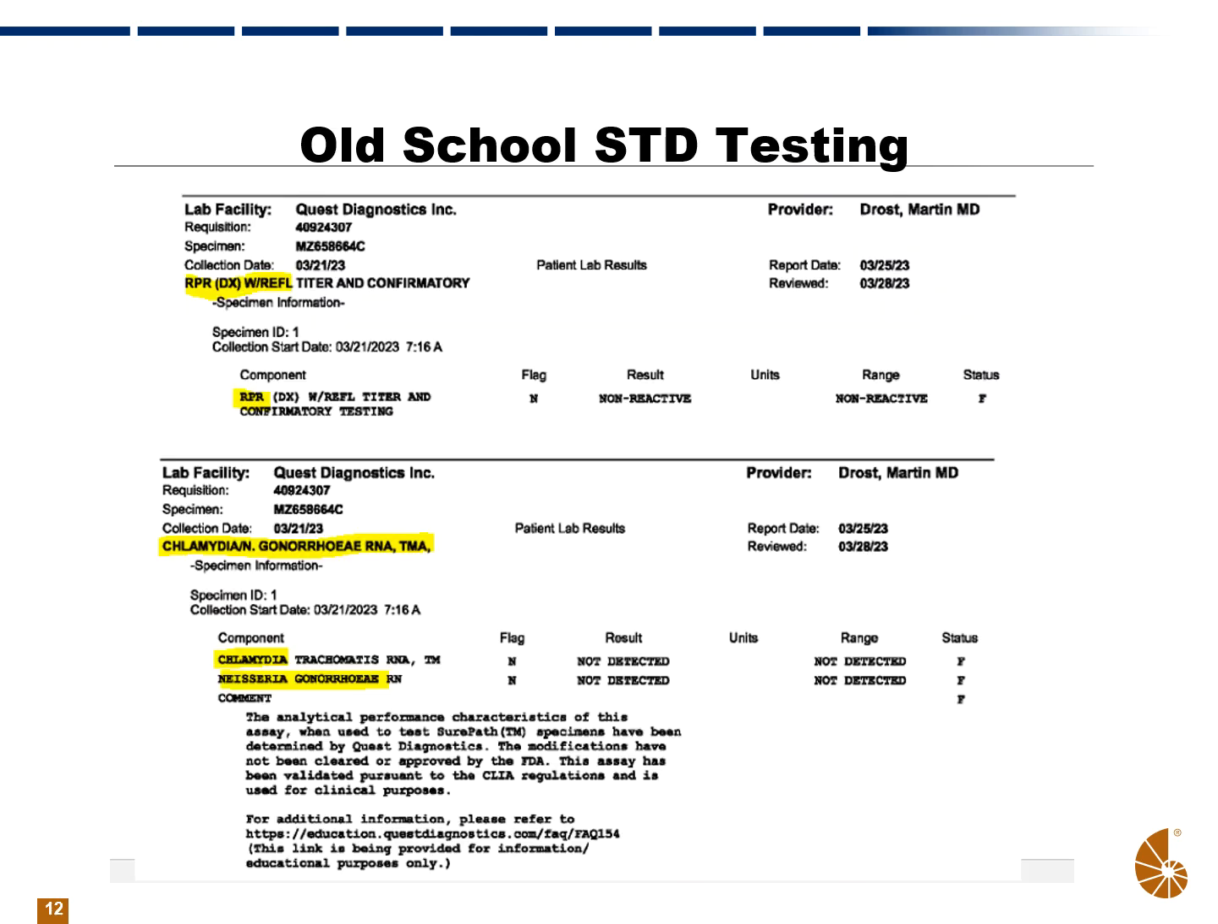And here's an example at the top of the old school type STD testing, which I still see in APSs, where only the RPR was done and no treponemal test was performed. And then usually other STD testing is done as well, like chlamydia or gonorrhea. I've highlighted those in yellow.